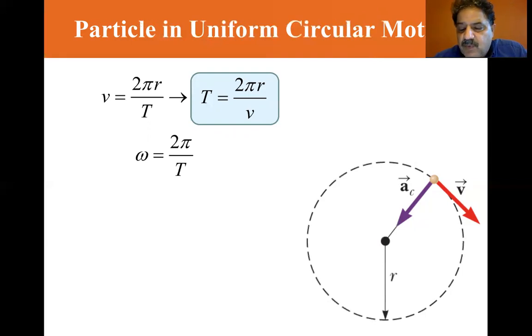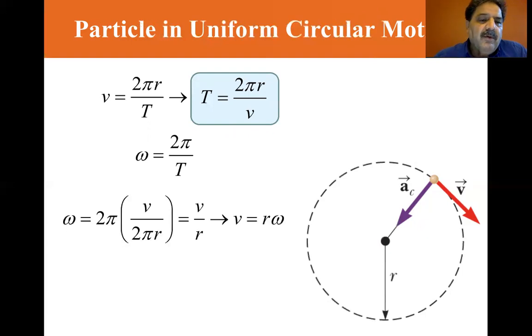Now, the relationship between angular speed and translational speed with which the particle travels in the circular path is shown below. So omega is equal to 2 pi divided by the period. If the period is 2 pi r over v, and we take the inverse of that, we get v over 2 pi r. And so all we get is v over r. So the velocity is equal to r omega.